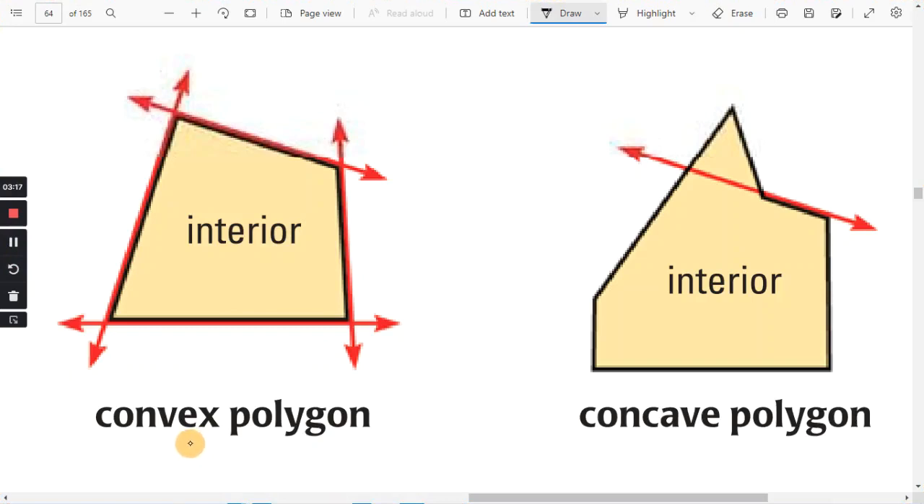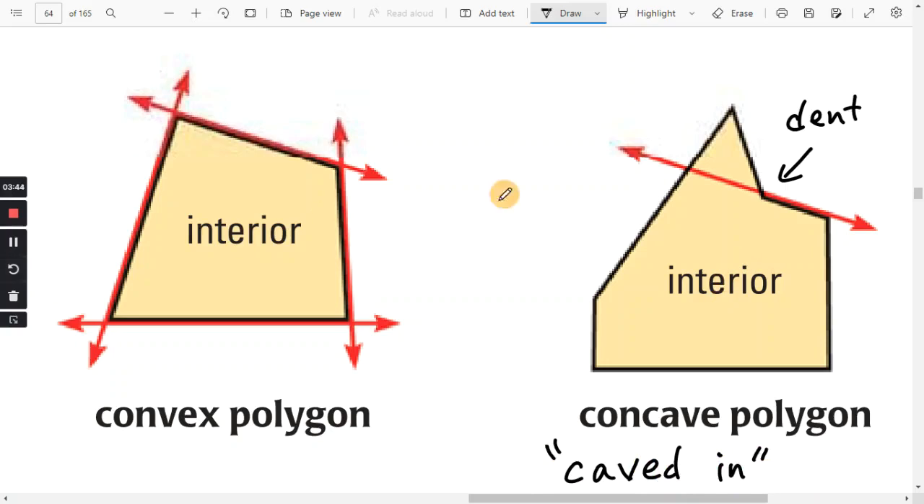This is the difference between a convex and a concave polygon. The concave polygon basically has a dent. The way I remember which one is concave is that the concave polygon is basically caved in.